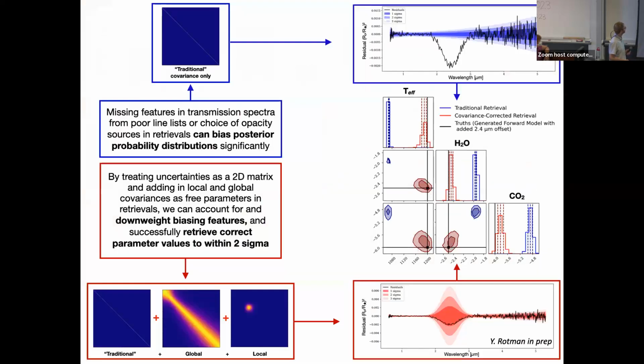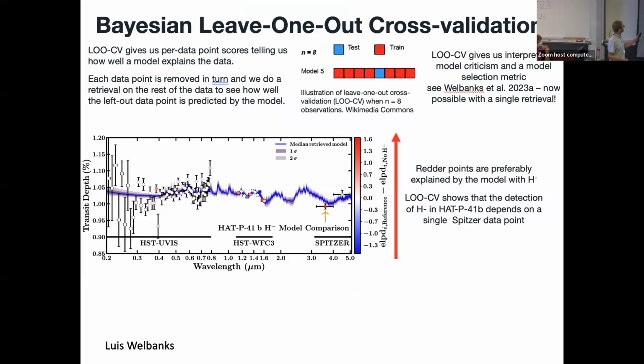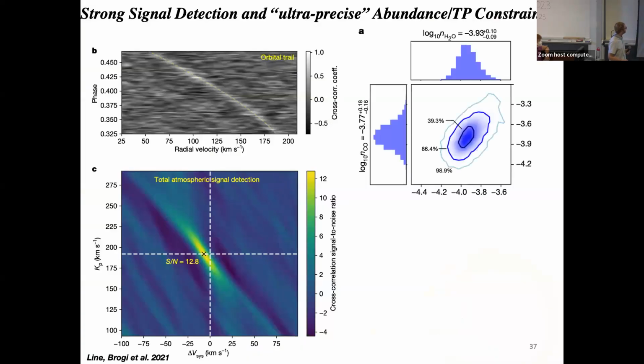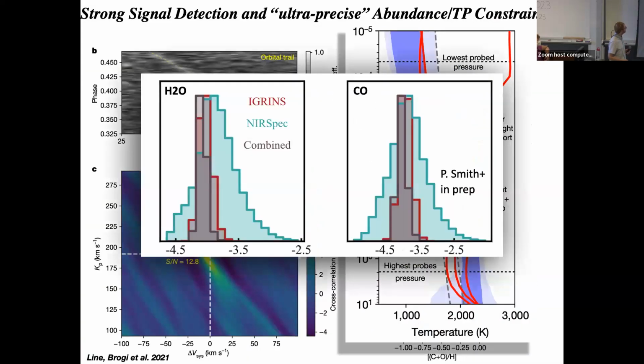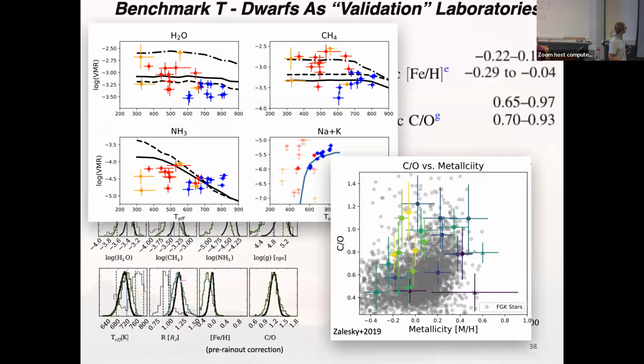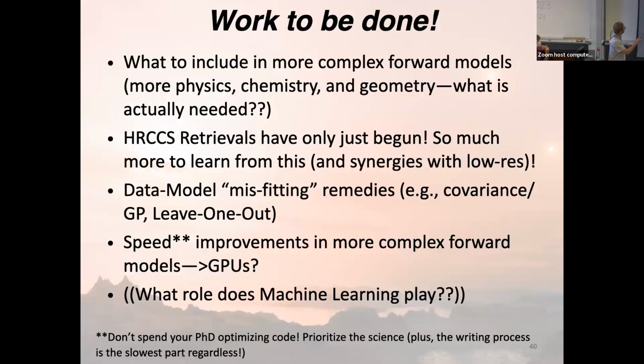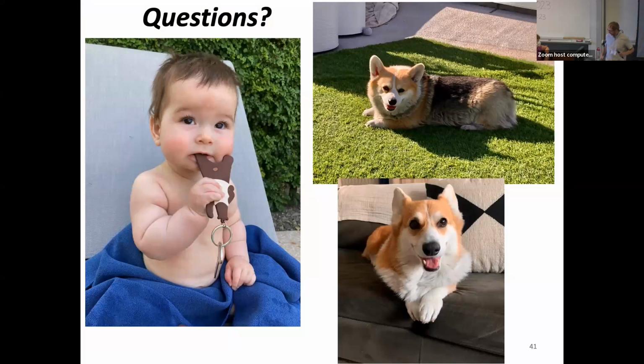Let's skip through some of this. There are ways we can fix this. There are cool things like this leave-one-out cross-validation. I encourage you to check out Luis Welbanks' paper. There are lots of applications that I'll have to skip through. High-res stuff, Matteo talked about, brown dwarf things. We can do full things. There are more retrieval codes than there are JWST data sets, so have fun. And here's a summary, and then some pictures while you ask questions. Dexter.